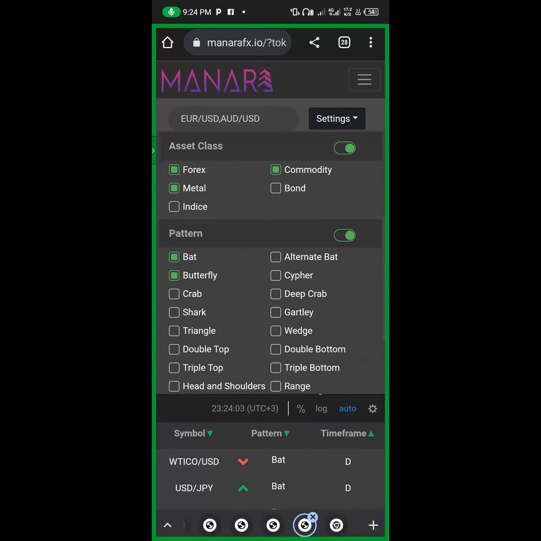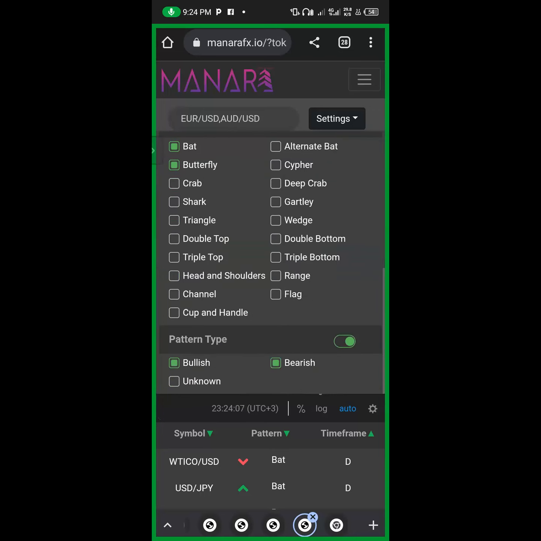Okay, in case. And then you see the pattern. I have bat and butterfly. Then the pattern type: bullish, bearish, unknown. Unknown means undecided, the market's direction is not really clear. You don't want to take that kind of trade, right? So this is the monitor and this is how it runs. It will give you the whole list of ideas, so you are able to apply yourself.